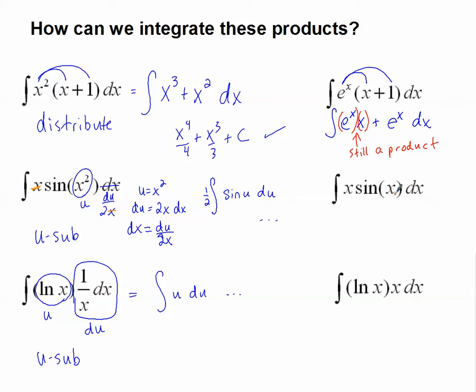What about this one? If I try u substitution, well, that's not more than x, that's just x. So I don't do a u substitution. I still have a product, x times the sine of x. In this one, if I were to call this the u, this is not du, so I still have a product, natural log of x times x. In all of these examples, I can't make it not a product. So what do we do?